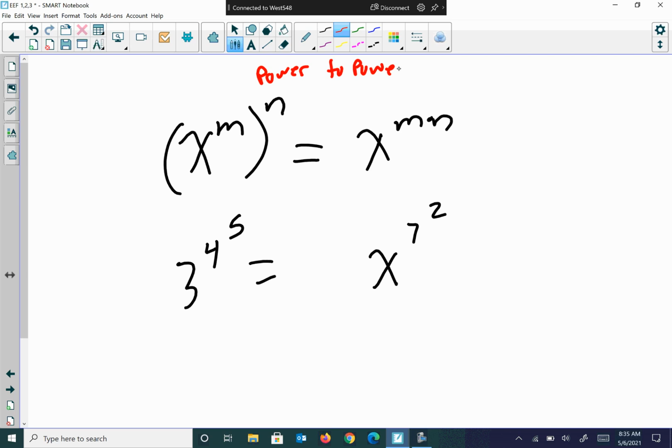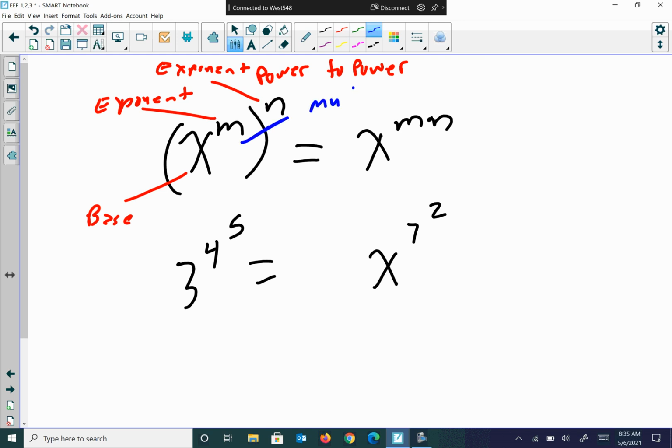I'm raising an exponent. I have a base, I have an exponent, and I have another exponent. So it's a power to a power. Power to a power means I'm going to multiply my exponents together. When I multiply my exponents together, I get x raised to the mn, where m and n are being multiplied.